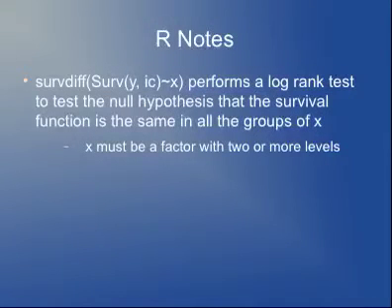And in general, if you say survdiff, a surv object twiddle x, that'll do a log rank test, just same notation as for survfit. X needs to be a factor with 2 or more levels. It'll do a log rank test, testing the null hypothesis that the survival function doesn't differ between the various groups.